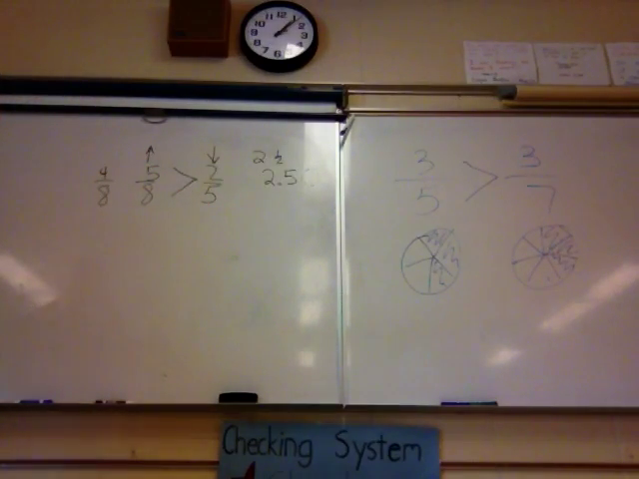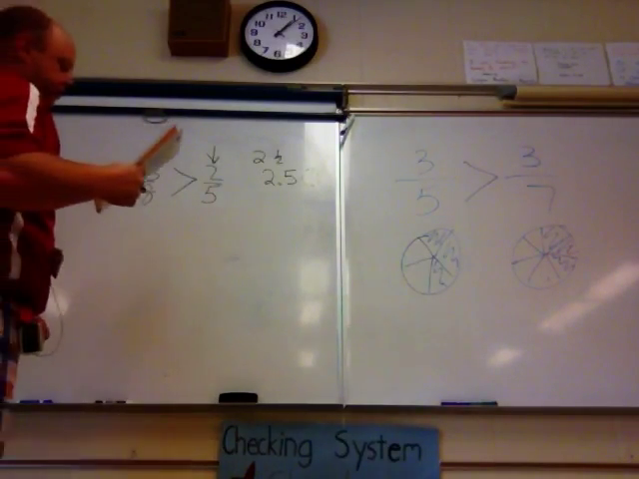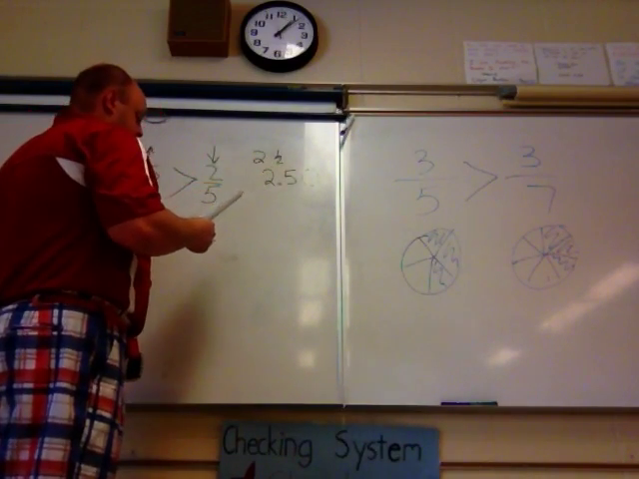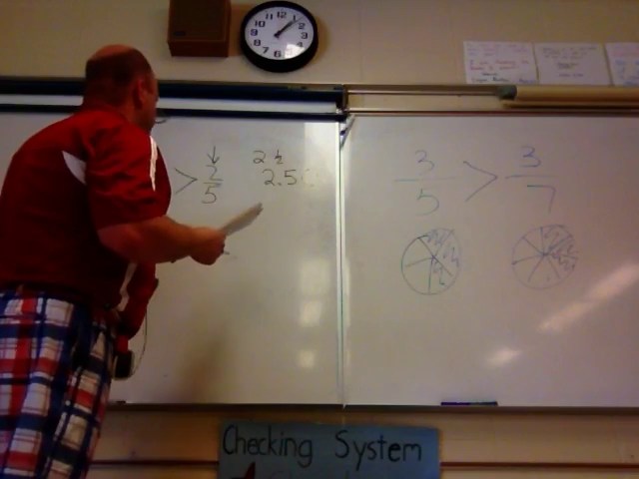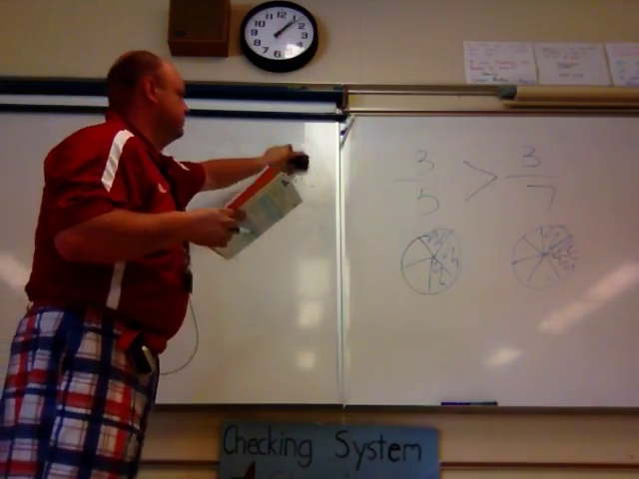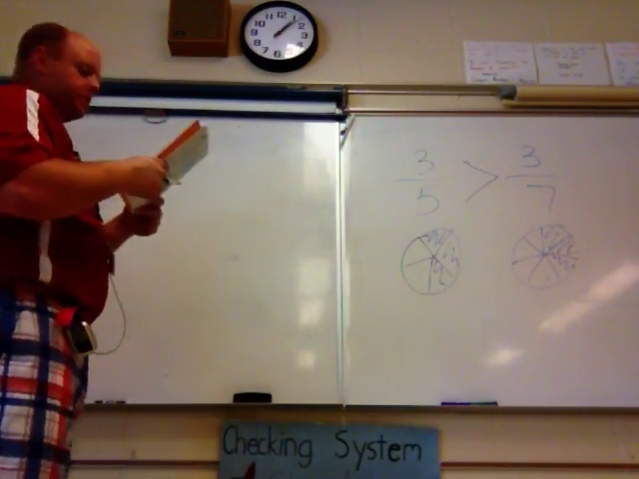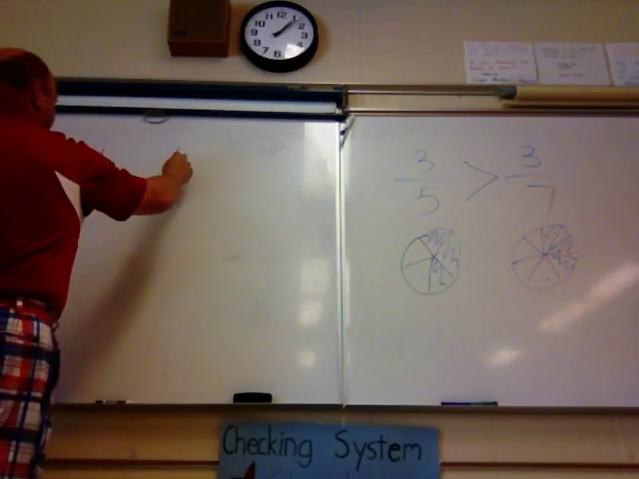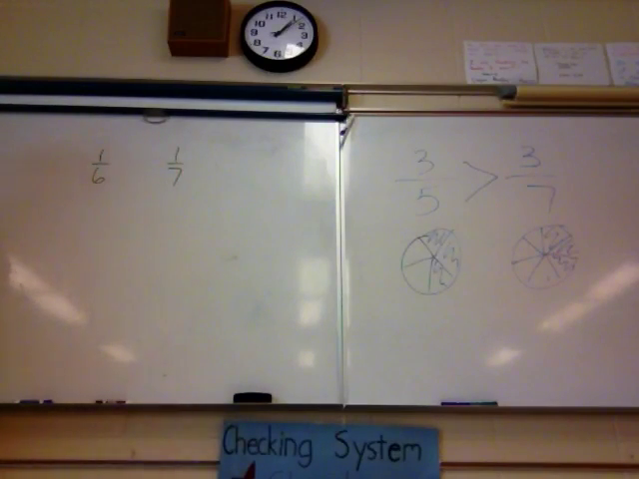Case 2, it says both fractions are close to 1. Both the fractions are close to 1. So it says the strategy is compare both fractions to 1. The fraction closer to 1 is greater. And they gave us the example 1/6 and 1/7. And they used a number line.